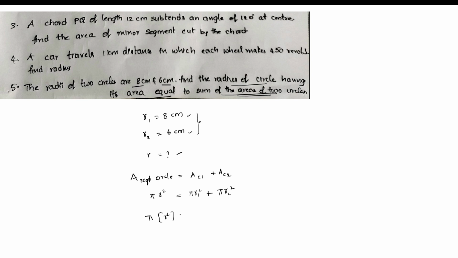So r square is equal to r1 square plus r2 square, taking pi common. So pi gets cancelled. r square is equal to r1 square, which is 6 square, and r2 square, which is 8 square. So r square is equal to 36 plus 64, which is 100. So r is equal to 10 centimeter. Don't write minus 10, because it is never a negative value. Okay, so that's it.